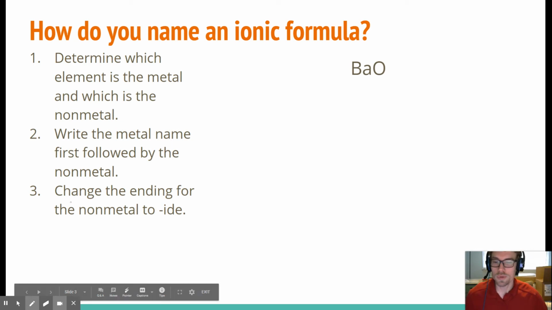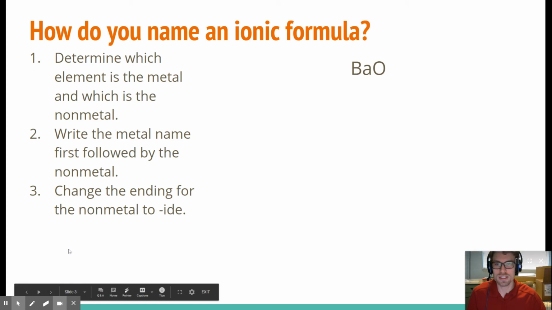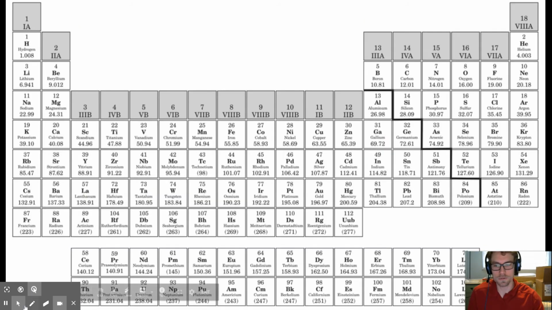So when we are naming an ionic formula, the first thing we have to do is to figure out which is the metal and which is the non-metal. So in our example here, we have Ba and O. And so we got to go to our periodic table, and Ba is over here on the left-hand side of the screen. And then O, oxygen, is over here on the right-hand side of the screen. And so here's our staircase, right? And so Ba is our metal, which is barium, and then O is oxygen, that is our nonmetal. Barium over here to the left, oxygen over here to the right.